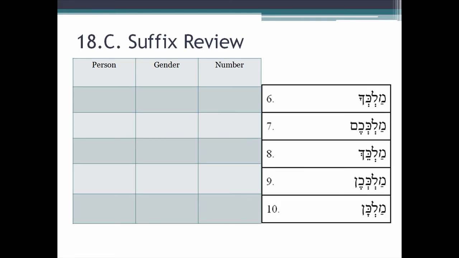A few more. Malkeka, again the final kaf with the qamets inside of it, that's going to be second masculine singular for sure. Kem is going to be second masculine plural. Aik, again final kaf with no vowel in it, is second feminine singular. Ken, second feminine plural. And malkan, this is third feminine plural.